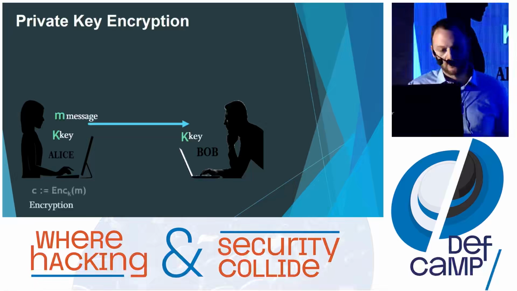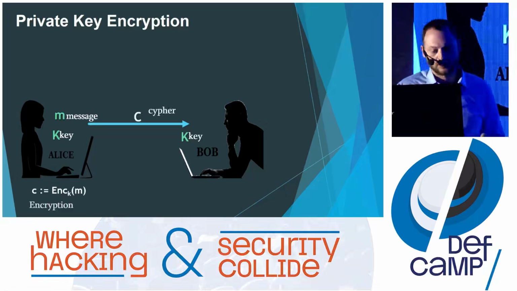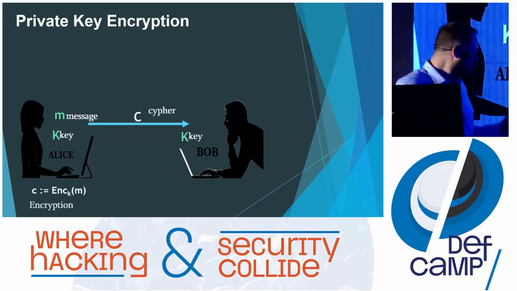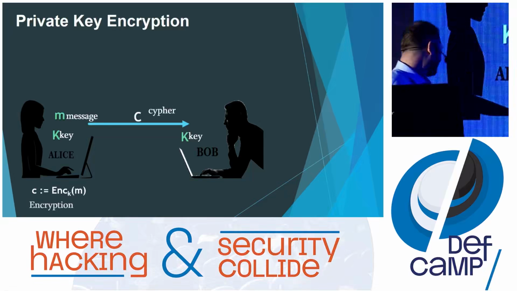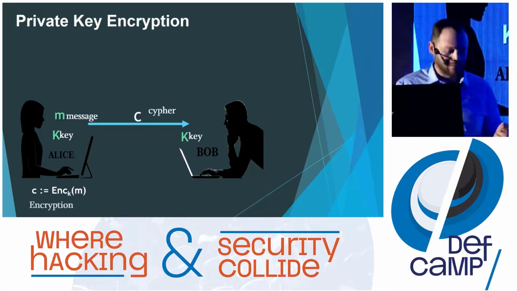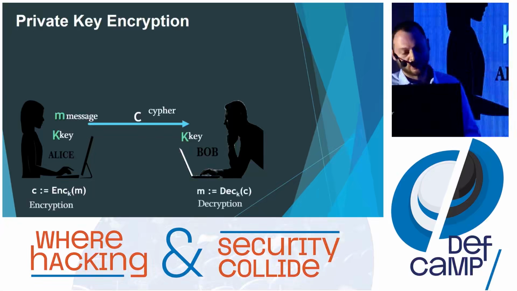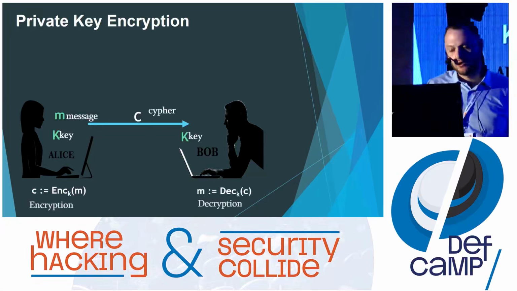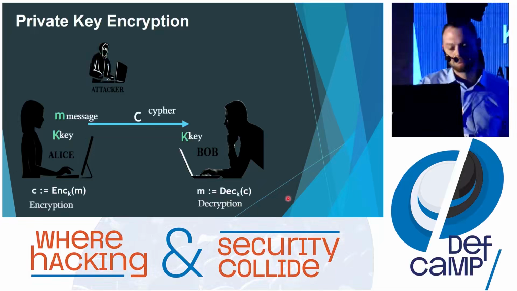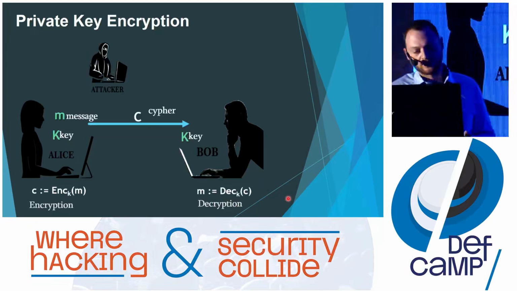So Alice takes a message and encrypts the message by means of her key using the, as you can see, encryption algorithm, and sends the cipher to Bob. Okay, Bob received the cipher, and as he has the key, he can decrypt the cipher by means of his key.